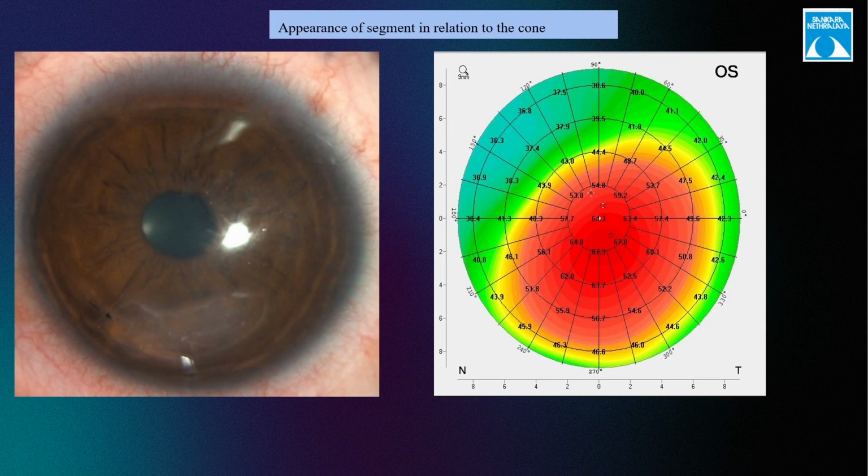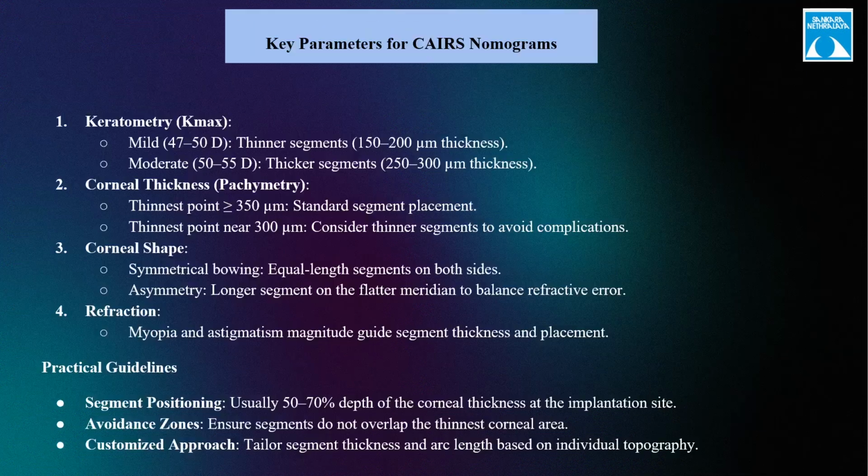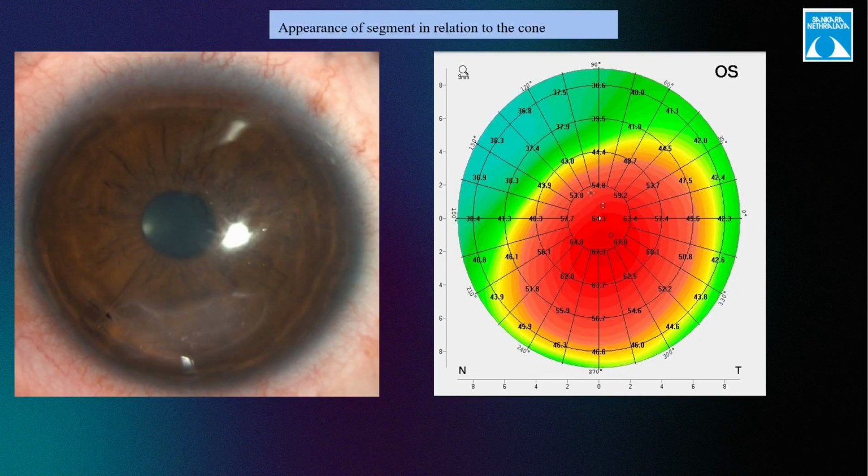Like this, roughly, you can see the appearance of the cone and the placement of the segment. Let's move on to the key parameters. This tells us what is diametrically opposite, how much this is. Here you see something, and then you plan accordingly. From here to here, either you want to keep that long or you want to keep a short one here.